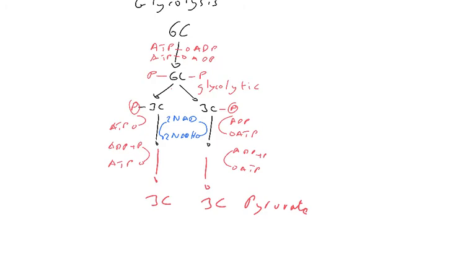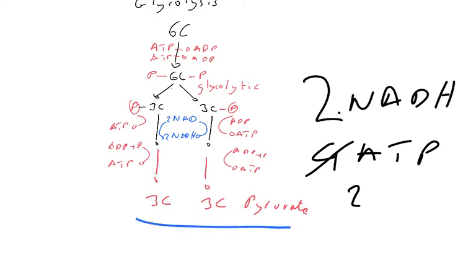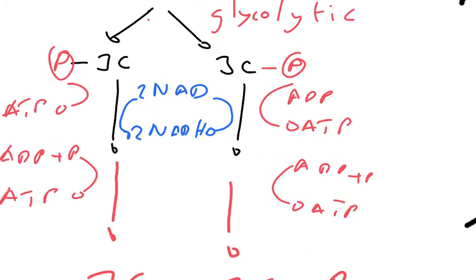So what we've produced so far is 2 reduced NADHs, we've produced 4 ATPs, but we've consumed 2, so there's a net production here of 2 ATPs. And we've produced 2 pyruvate molecules. Now this process will continue as long as you have glucose going in, and as long as you have NADs which are able to pick up the electrons at this step.